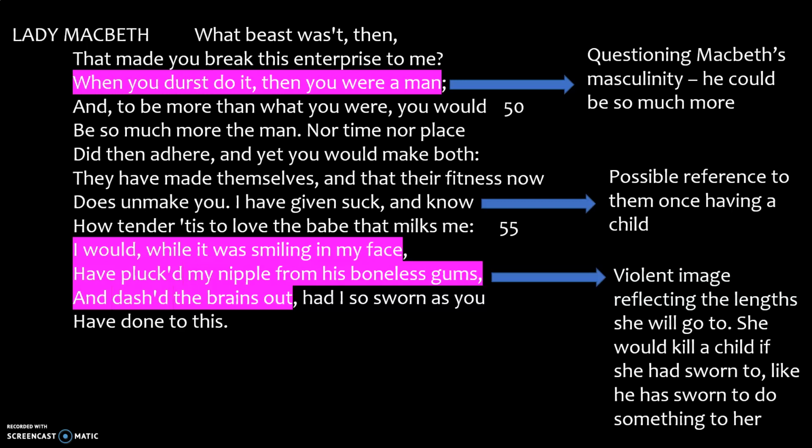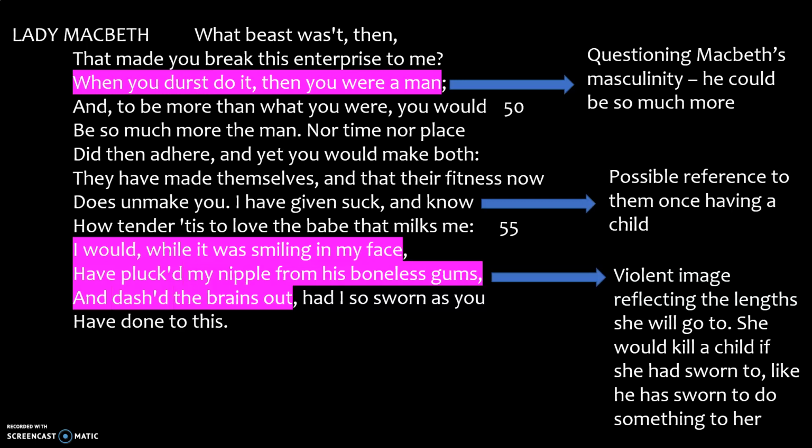And here's a quotable line in pink. When you durst do it, then you were a man. Proper manipulation there from Lady Macbeth, questioning his masculinity, saying he could be so much more. It's in pink, so I think that's one that's worth writing down somewhere and keeping safe as a good quote for your exams. In the middle, she then goes on to manipulate him further.